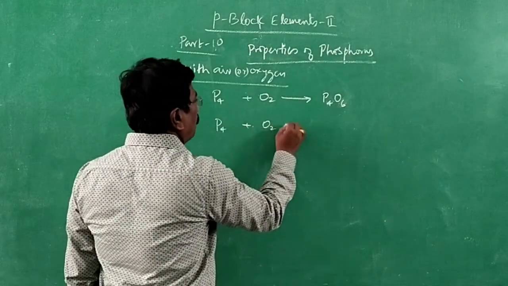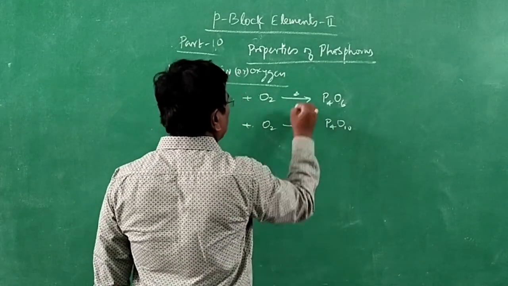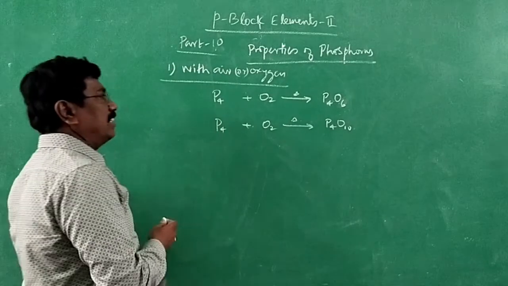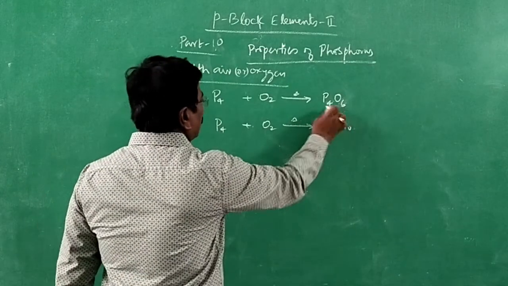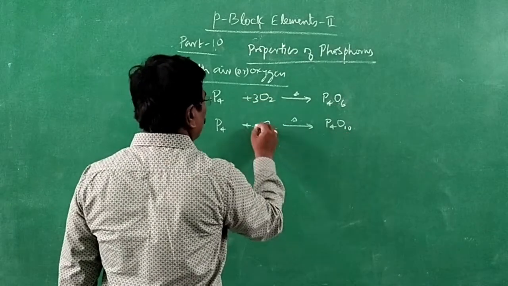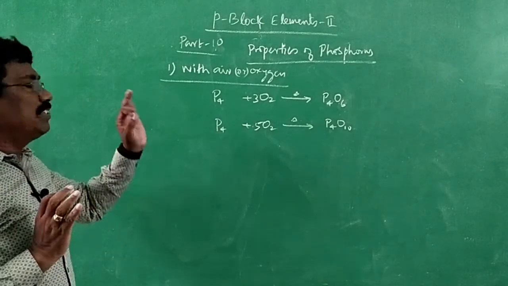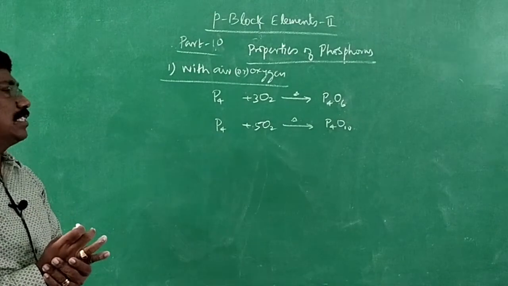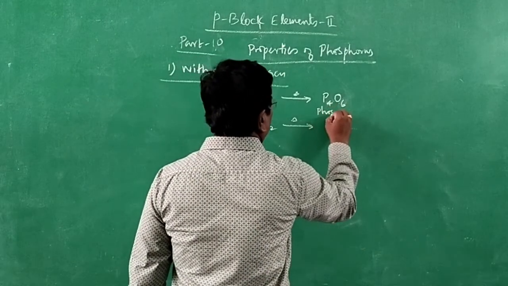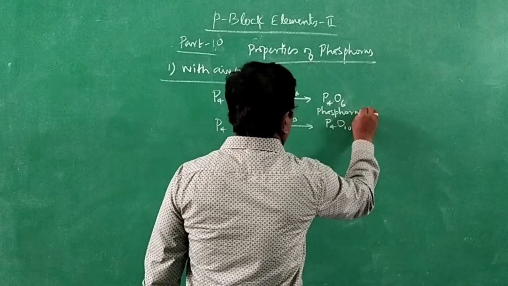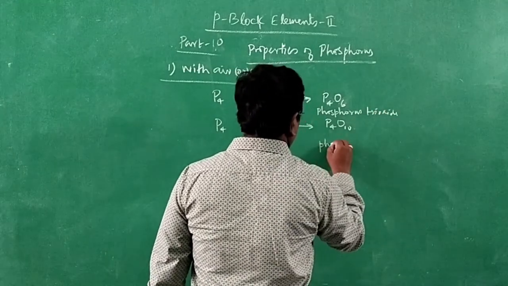Again, it may also form phosphorus pentoxide, P2O5, or P4O10, when heated. So balancing is very simple, you may be knowing. 6 oxygen, therefore 3 O2, 10 oxygen, therefore 5 O2, P4, P4, that's all. When phosphorus is burnt with air or oxygen, it forms phosphorus trioxide and phosphorus pentoxide.